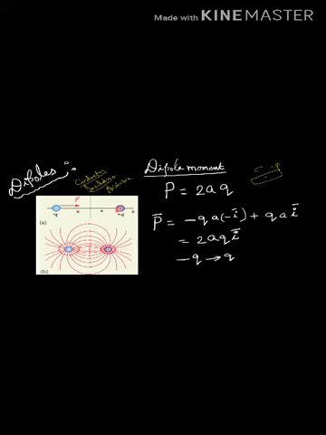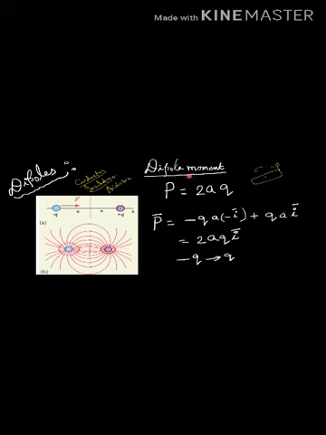Let us consider two charged particles, one charge plus q and the other minus q. Consider two equal and opposite point charges plus q and minus q that are separated by a distance 2a. The distance from the midpoint to plus q is a, the midpoint to minus q is a, so the total distance is 2a. The electric dipole definition: two equal and opposite charges separated by a small distance constitute an electric dipole.